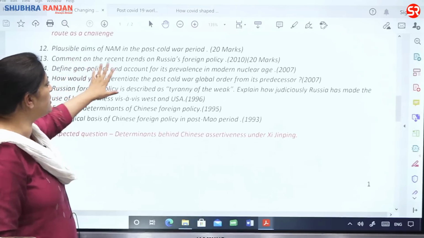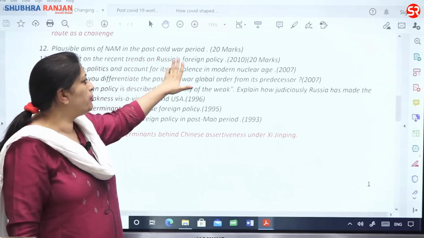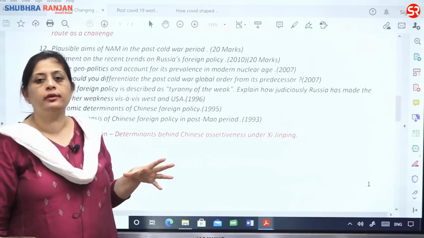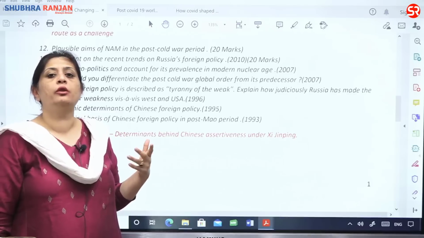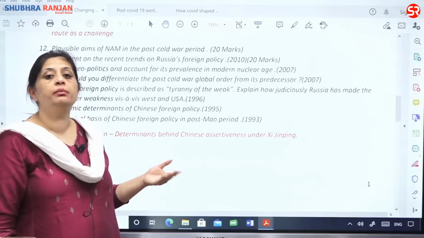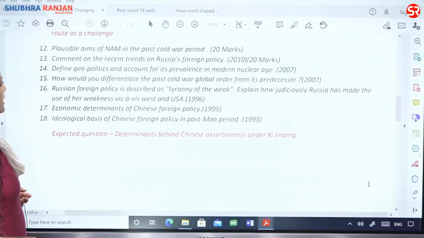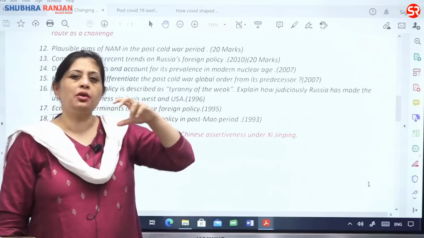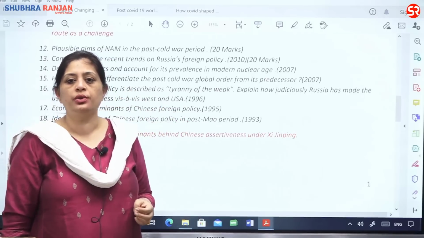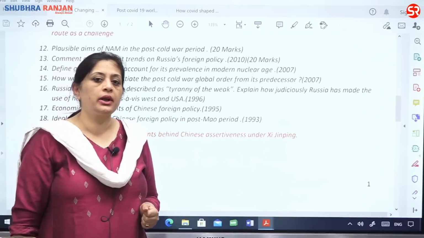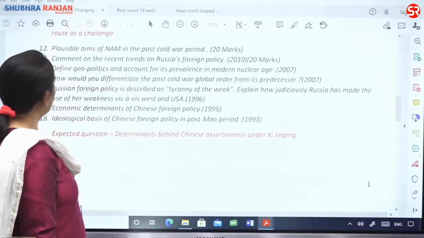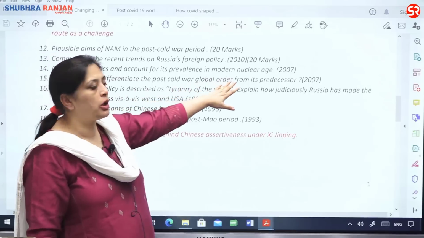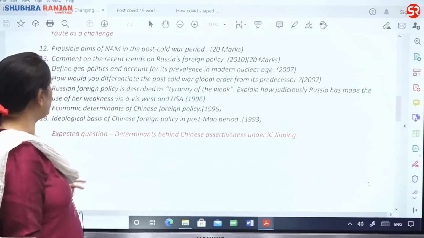Again, the plausible aims of NAM in post-Cold War period. So there can be a question of the plausible role of NAM in post-pandemic period. Comment on the recent trends in Russia's foreign policy. Russia is not that much in news, so we can focus on the recent trend in China's foreign policy. Define geopolitics and account for its prevalence in the modern nuclear age, that we will discuss.